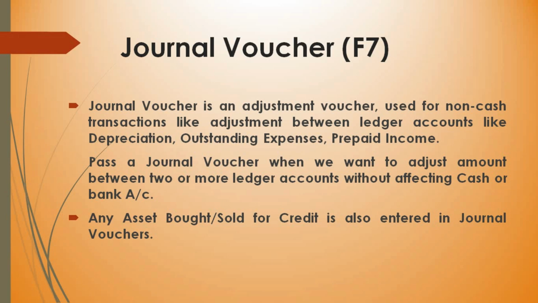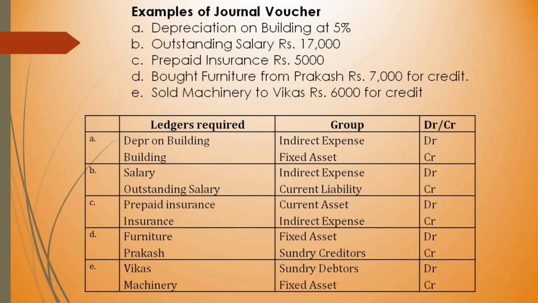If it is on a credit basis, purchase of asset or sale of asset on credit, it is entered in journal because here we are not receiving the cash. Non-cash transactions are entered into journal voucher. Your cash has not been involved. That's why you're putting it into journal voucher. So let's see with an example.